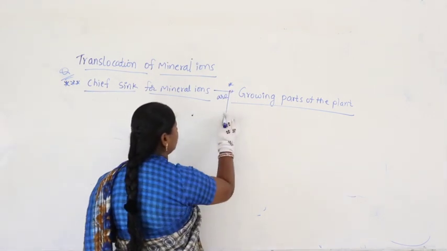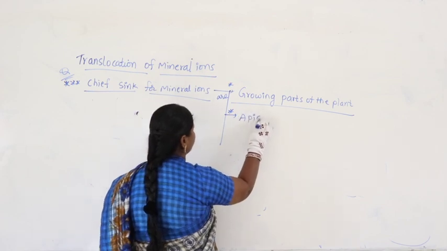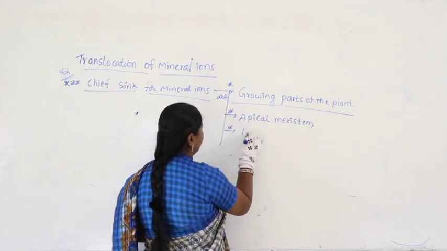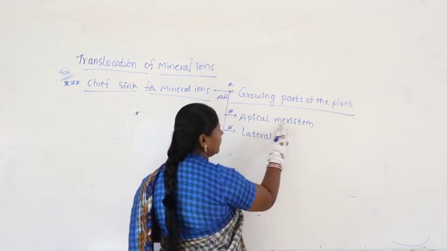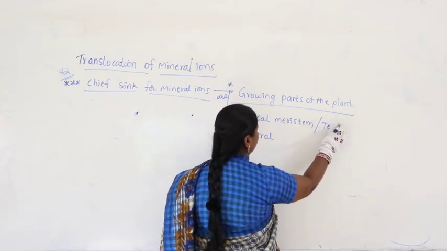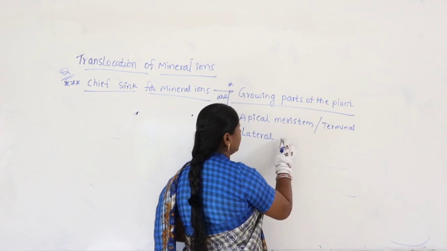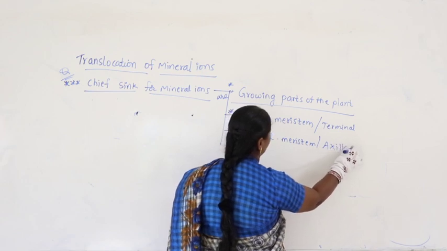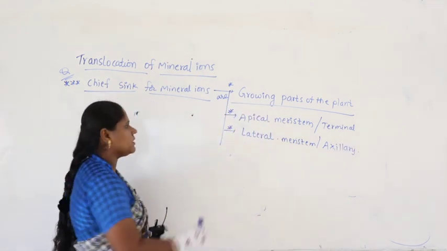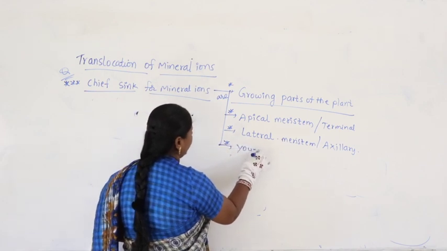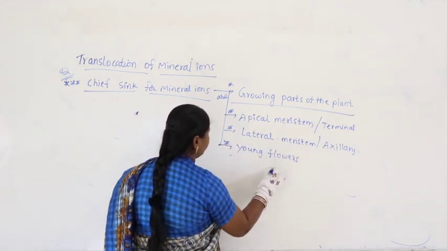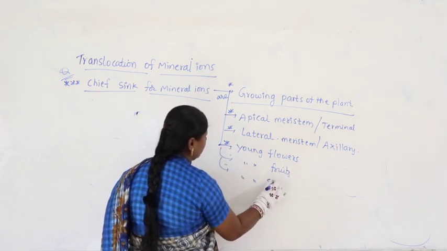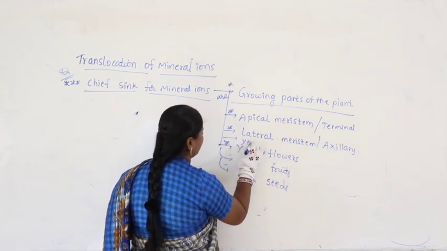Now you can take here apical meristem. Similarly, lateral meristem. What are the other names for apical meristem? You know, terminal, right? Lateral meristem is also called what? Axillary. Right? Now apart from this, you can also take into consideration young flowers, young fruits and even young seeds. Even formation of young leaves.